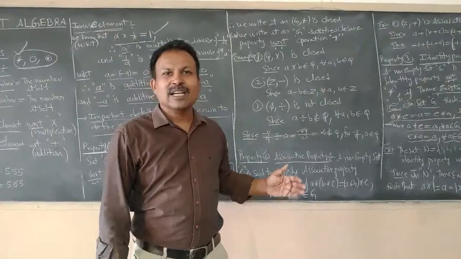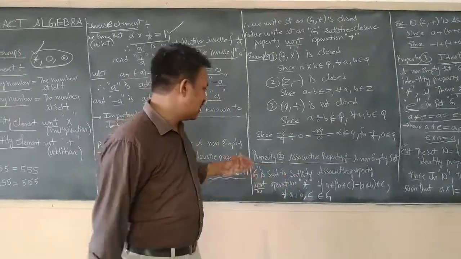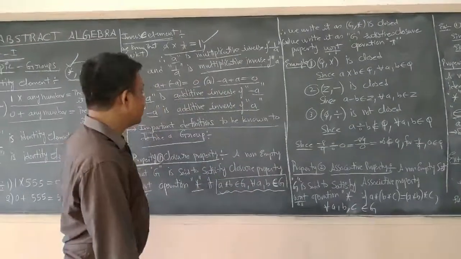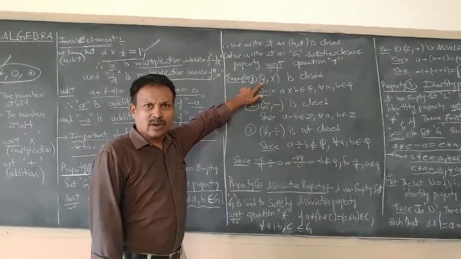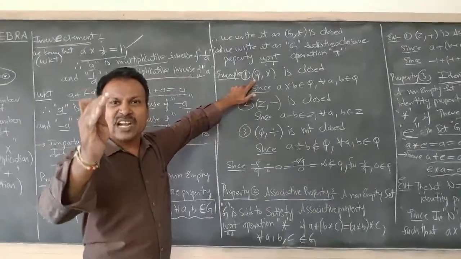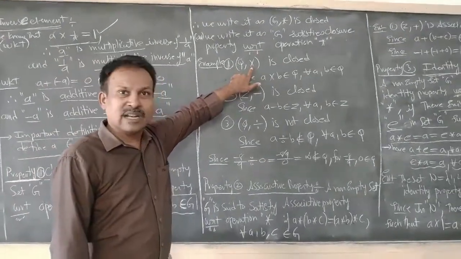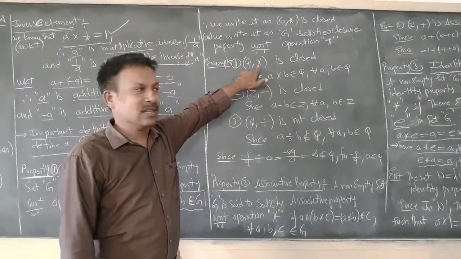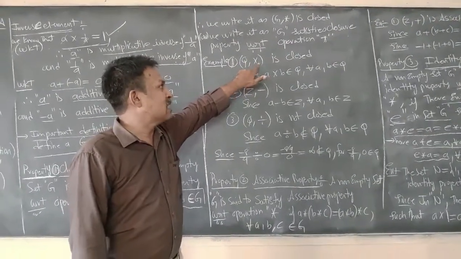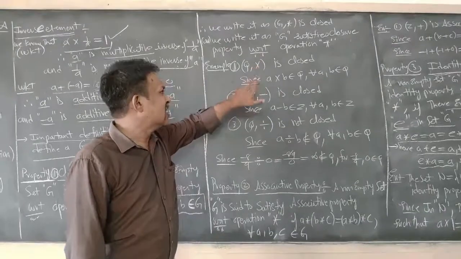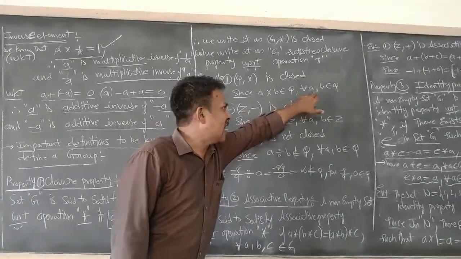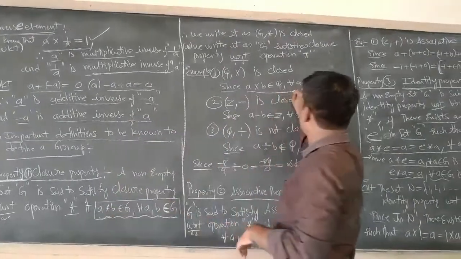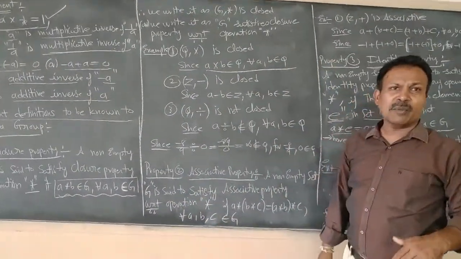Right. If I go for an example of closure property, see here it is. Here I have written example one. What is Q? It is the set of rational numbers. And what is this symbol? This represents multiplication. Q comma multiplication is closed. I have written directly. Why? Because A star B belongs to Q for every A, B belonging to Q.